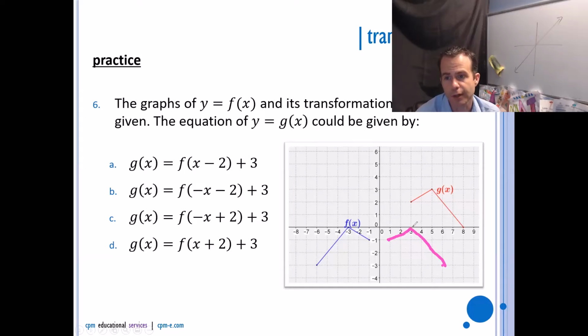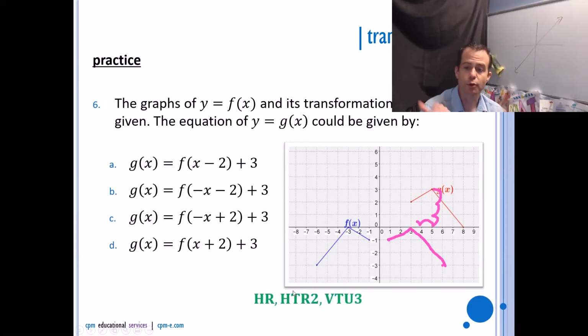So I slide my way over. So I have to go 1, 2 to the right, and 1, 2, 3 up. So I would want you comfortable to say that I have to do a horizontal reflection, a horizontal translation 2 units right, and a vertical translation 3 units up.